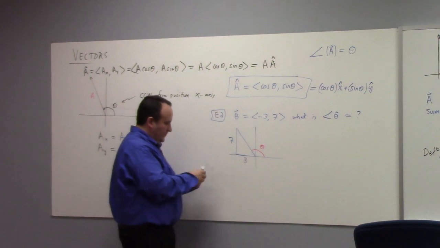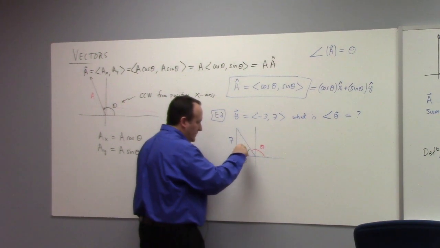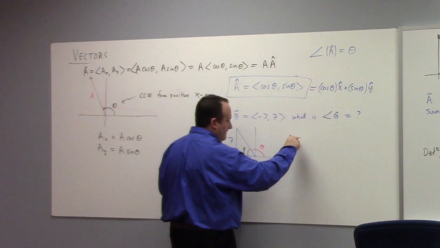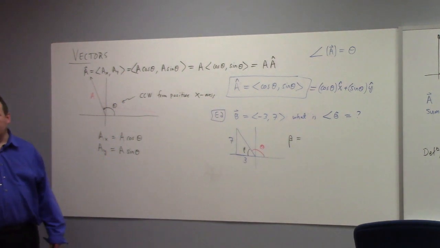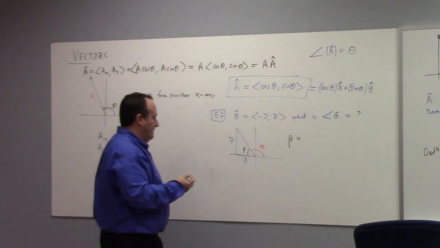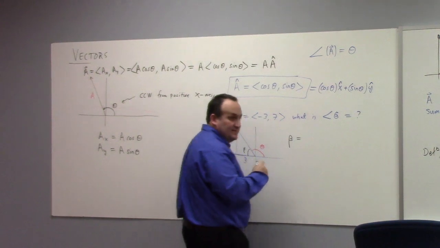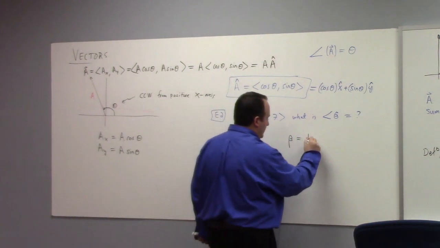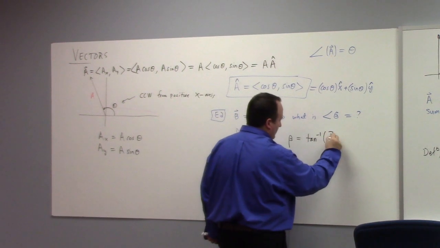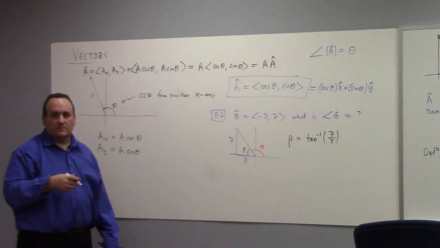So if I was to ask you, what's this angle over here? Let me call it beta. What would beta be equal to? You guys know trigonometry, right? You're telling me what theta is, but I'm asking what beta is. Beta is the arctangent of 7 over 3. Arctangent of 7 over 3. Right. Can somebody tell me the number for that?